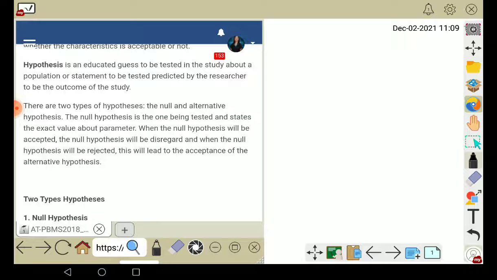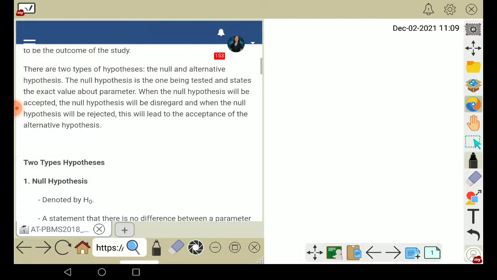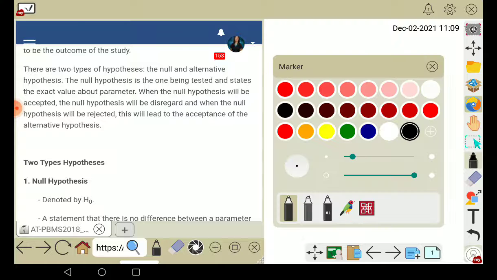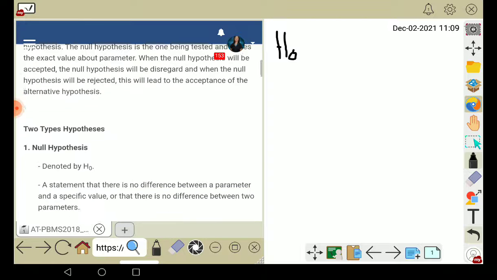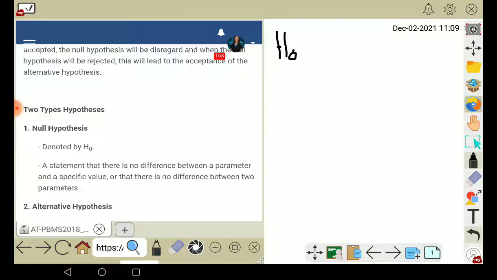Okay, we will need to correct this one. So there are two types of hypothesis. The first one is the null hypothesis. It is given by the symbol H sub O. So when you see this symbol, that means it is the null hypothesis.